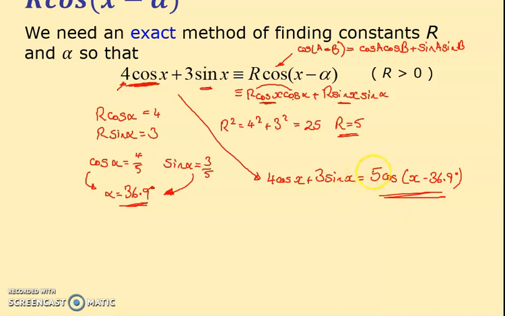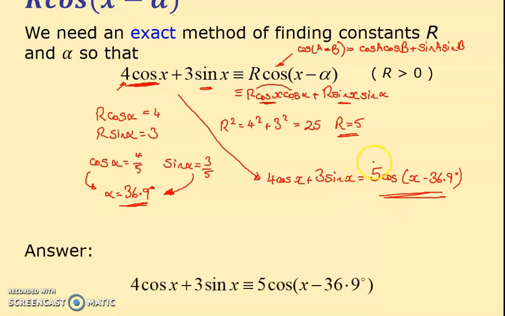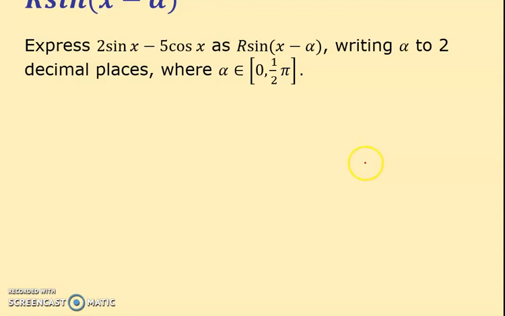This is the method that we're going to try to use. This is slightly different straight away. I notice that the question is in radians, so that's going to give me a little bit of work to do perhaps. It wants it in this format, so I'm just going to use my formula for that one. So let's start off: 2 sin x minus 5 cos x.